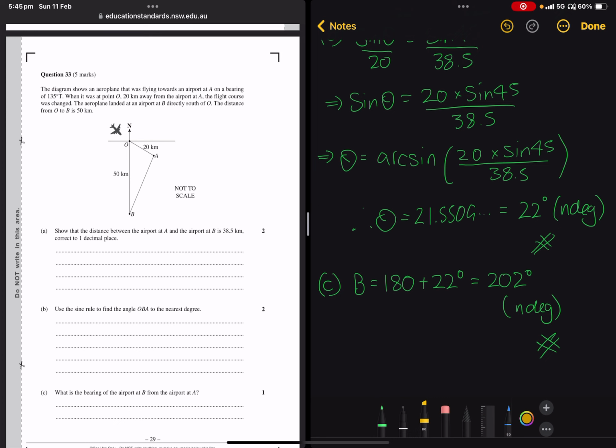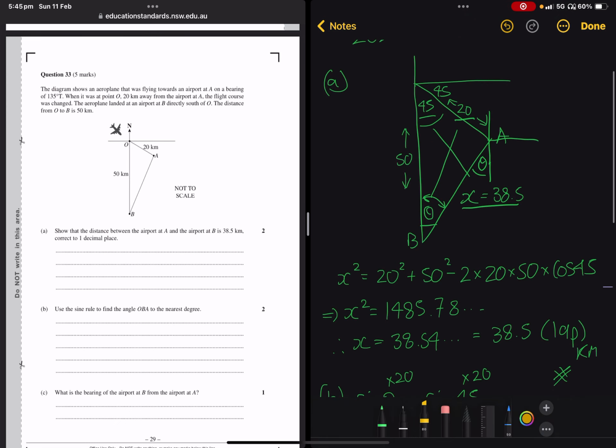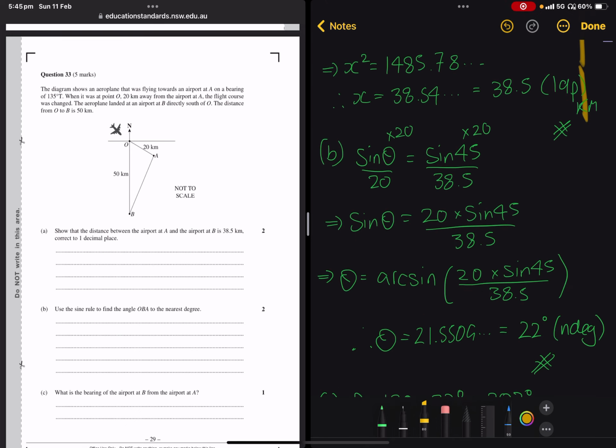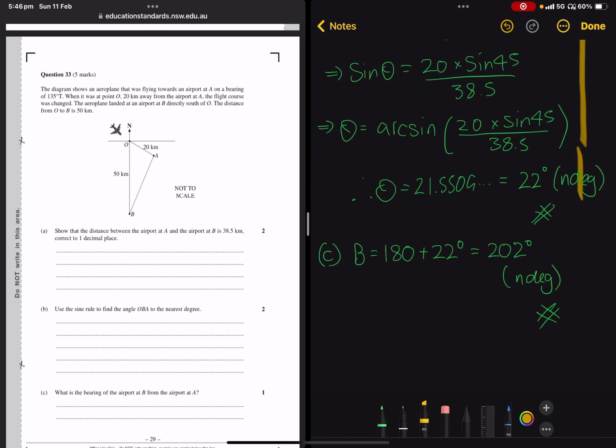So now let's take a look at the marking. The marking for this question, because of the way the question's split up, is fairly straightforward. If you attempt to use the cosine rule or some equivalent merit in part A, you will get 1 mark. For the second mark, you have to have 38.5 to 1 decimal place with correct working. For part B, you will get 1 mark for attempting to use the sine rule, but not quite getting the right answer. For the second mark, you will need to have attempted to use the sine rule and gotten the solution. And then for part C, because it's just 1 mark, you have to have 202 degrees. So this is how we do question 33 from this paper.